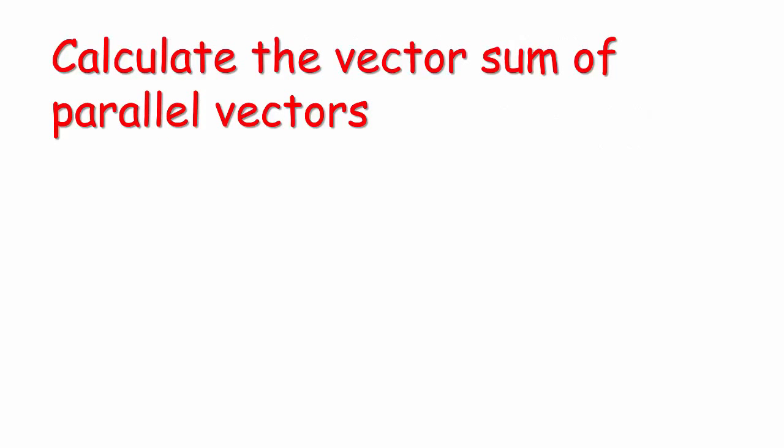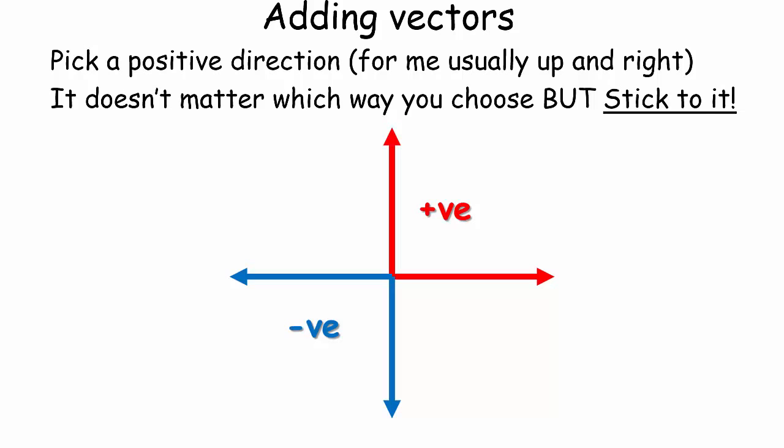Now we're moving on to calculate the vector sum of parallel vectors. That may sound complicated, but let me show you, it's simple. At first, we've got a rule that we need to try and stick to. Before you work out any of these problems, I would choose a positive and a negative direction. For me, usually, up and to the right would be positive, and anything moving down or to the left would be negative. Doesn't matter which way you choose, but you need to make sure you're consistent with it. You stick to it throughout a problem.